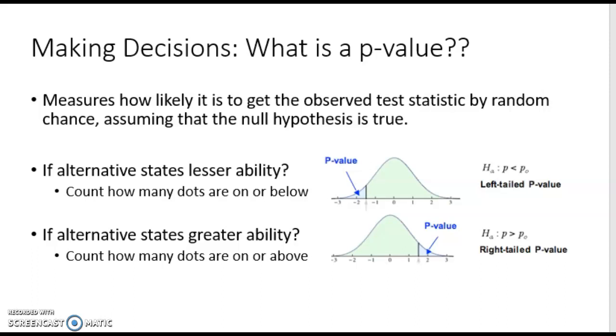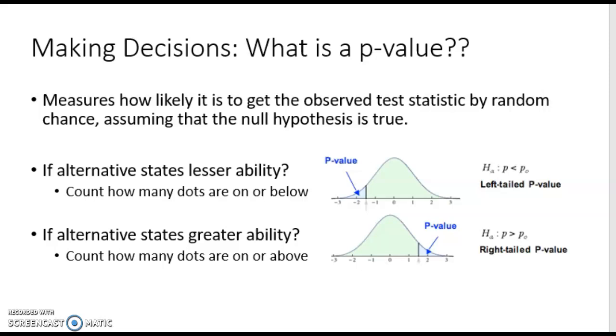All right, now that you've got your test statistic and your hypotheses written, we then need to talk about how we're going to make decisions using a p-value. So a p-value stands for a proportion. You want to see what proportion of the time your test statistic comes up by random chance. It measures how likely you are to get an observed test statistic by random chance, assuming that your null is true.